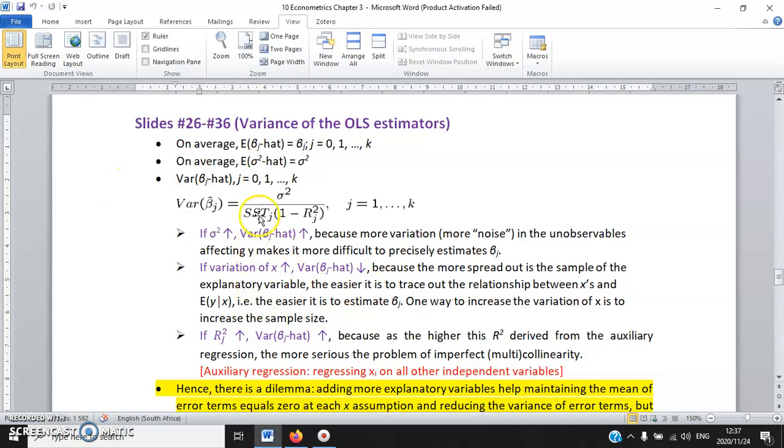Second one, it's about this total sum of square of x. If there is more variation in the x, then this term becomes bigger, then the denominator gets smaller, then the variance of the parameter becomes smaller. Like the reason we already explained in the last chapter, because the more spread out is the sample of the x1 or x2, the easier it is to trace out the relationship between the x's and the expected y value. And then the easier it is to estimate the sample regression parameter.